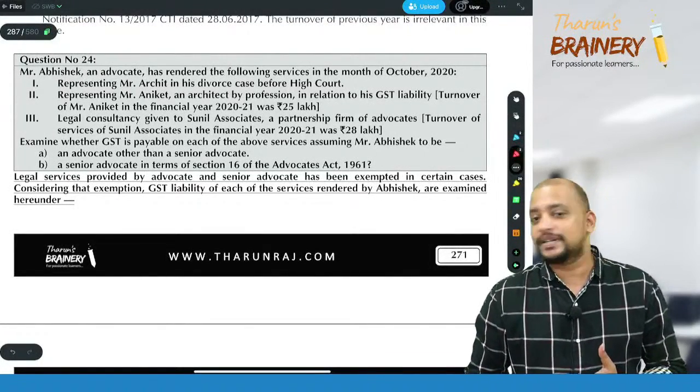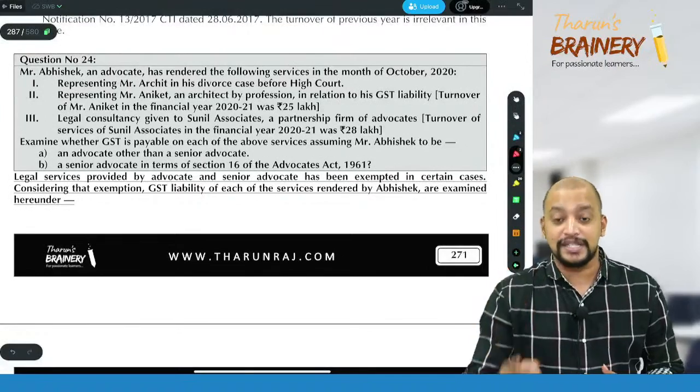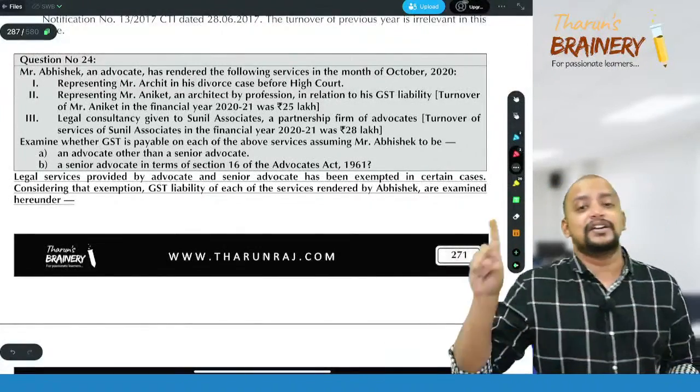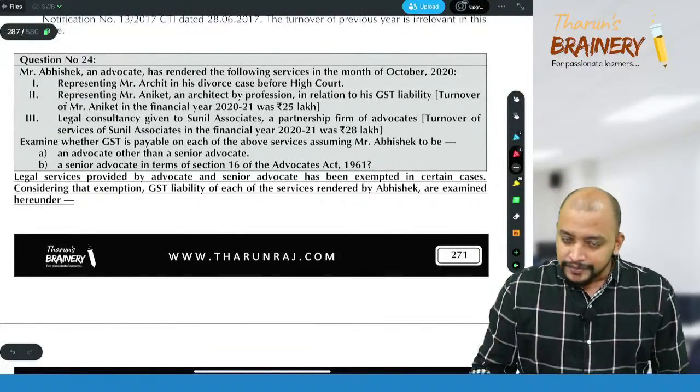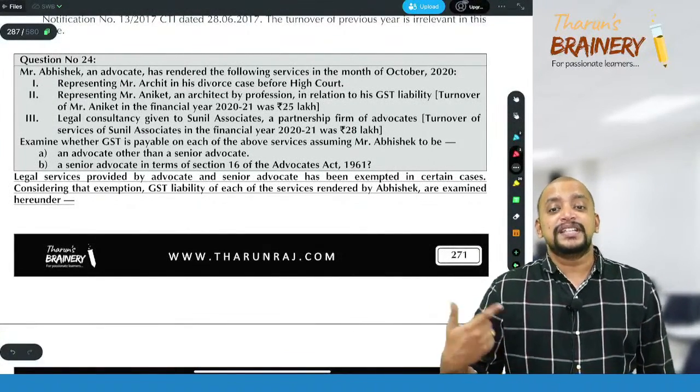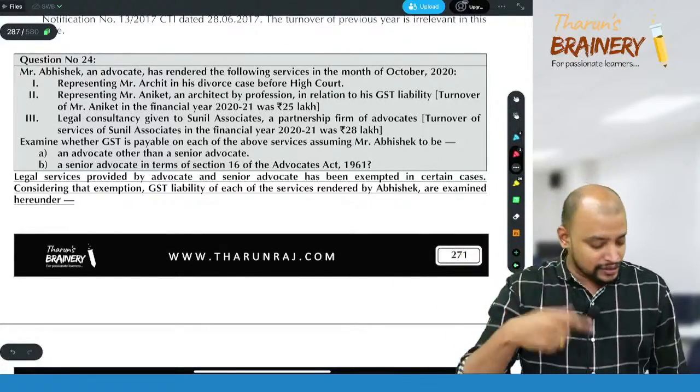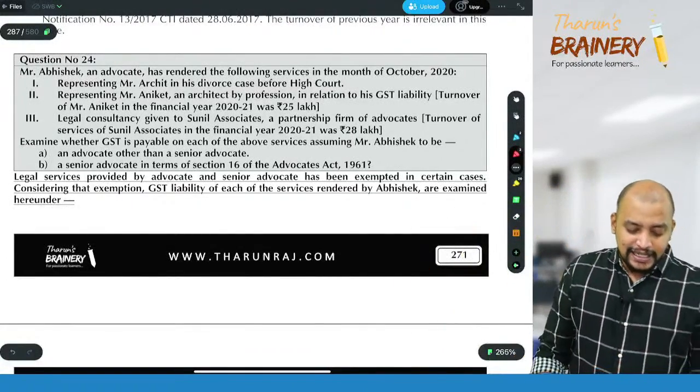That will definitely be business purpose? No, it is personal purpose. Even though they may be into some business, it will be personal purpose. So services provided to a person other than a business entity is exempted fully. So it is exempted.